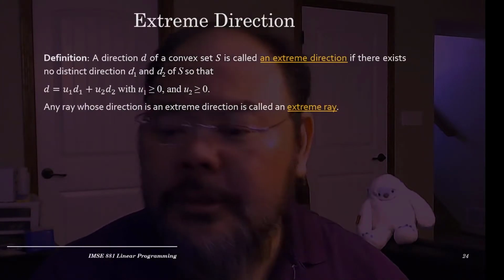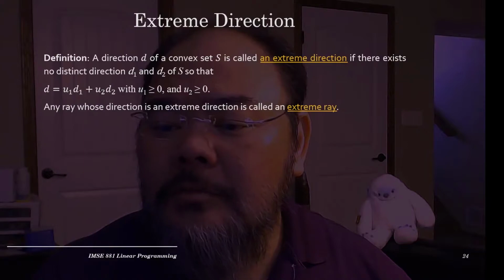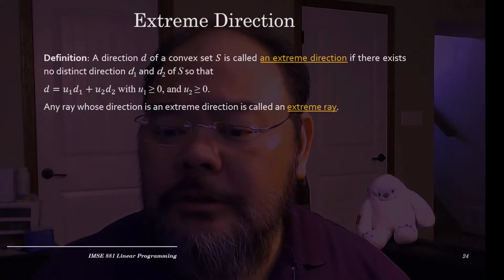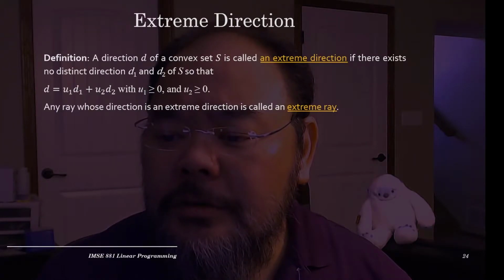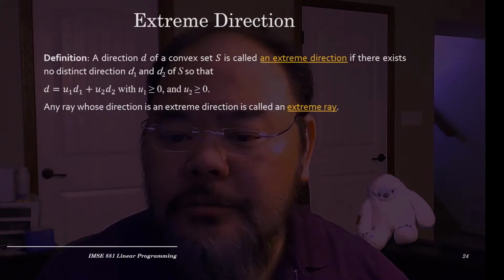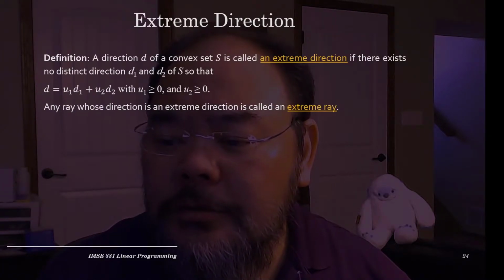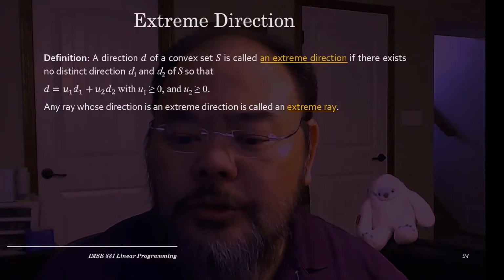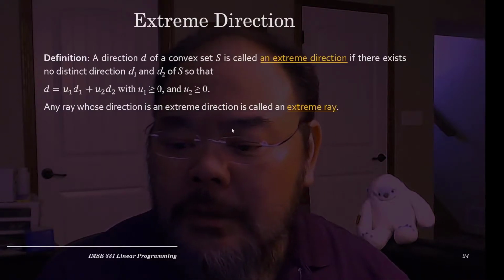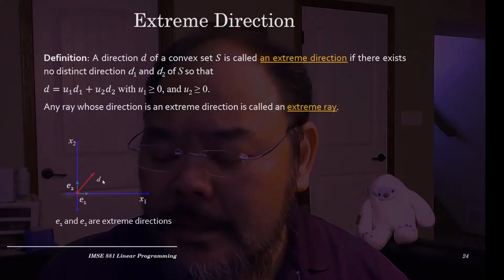So what it says is D cannot be represented as a cone combination of D1 and D2 of S. If D is an extreme direction, there's no way I can use two distinct directions from S and a cone combination to represent D. Any ray whose direction is an extreme direction is called an extreme ray. Take a look at this one.